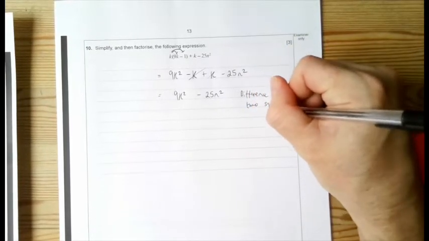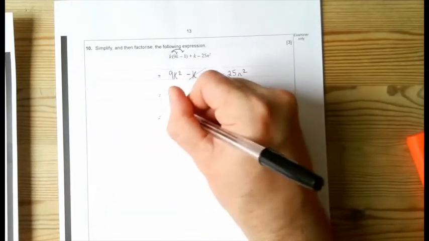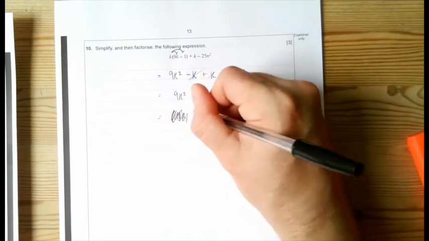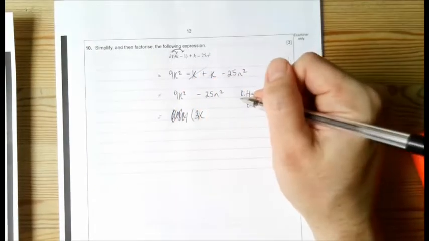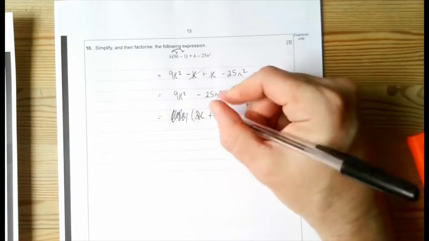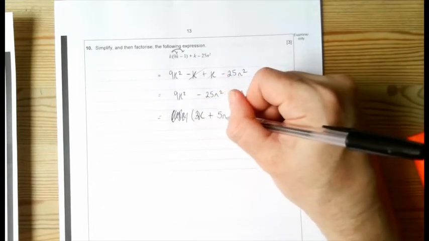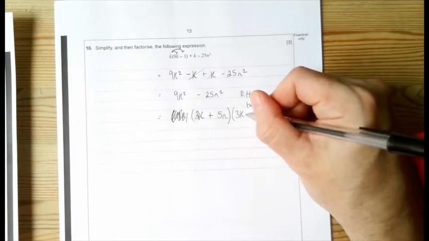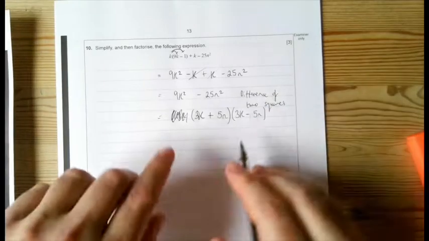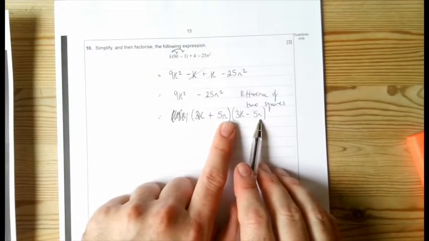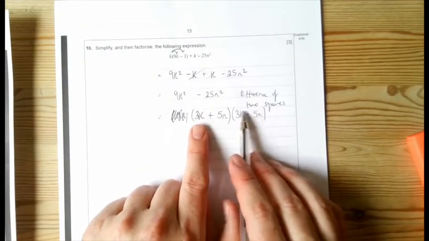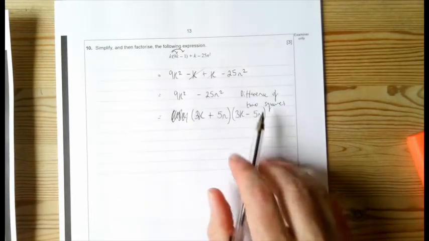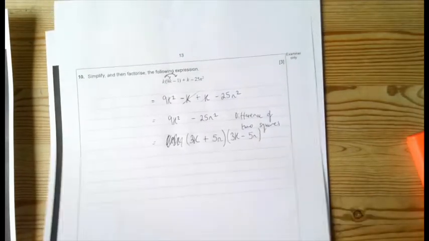So in order to answer this question, what we would do is we would square root the 9 to get 3 and square root the k squared to get k. In one of the brackets you'll have add, square root of 25 is 5 and n. And then in the other bracket you'd have exactly the same thing, but you notice here that I'll have a minus 5n. That would generate the 9k squared, the minus 25n squared, and then it would also generate a plus 15nk, but then a minus 15nk as well, which would cancel out, okay? So the difference of 2 squares is what this is called.